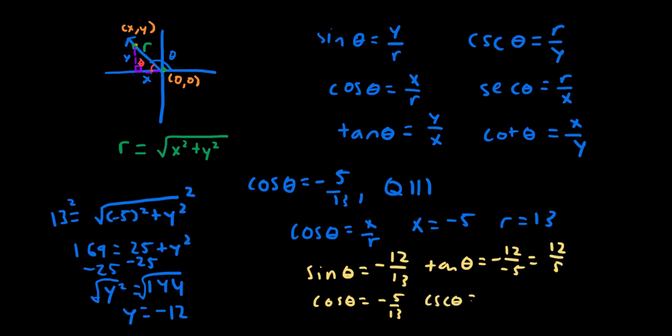Cosecant is just the reciprocal of sine, so it's -13 over 12. Secant is the reciprocal of cosine, so -13 over 5. And finally, cotangent is just the reciprocal of tangent, which is just 5 over 12.